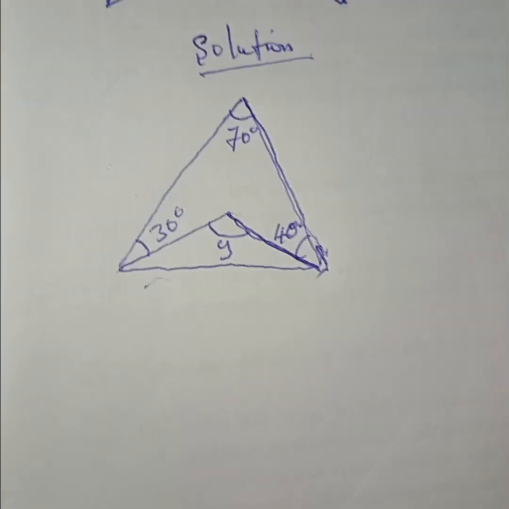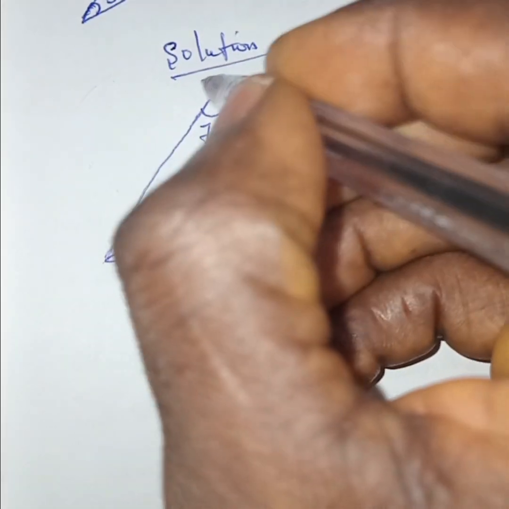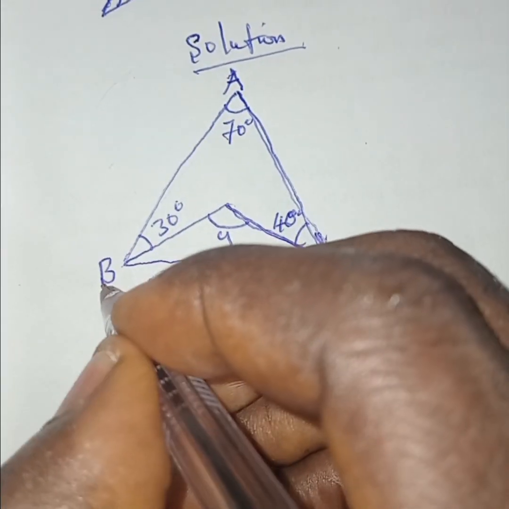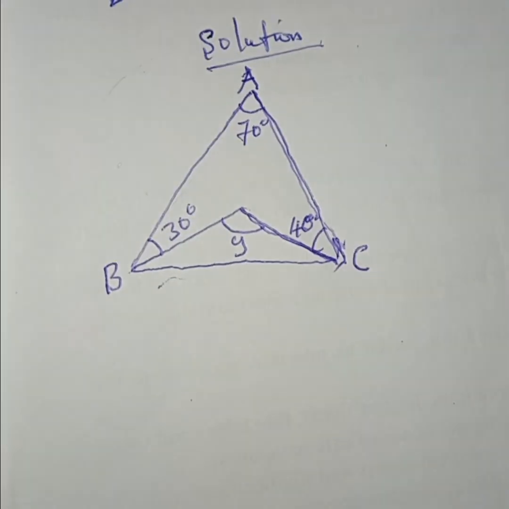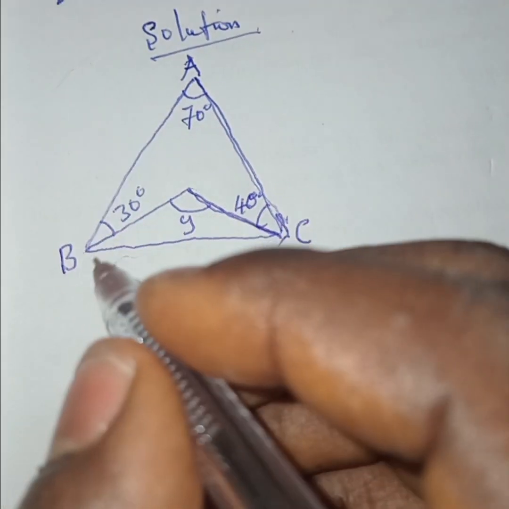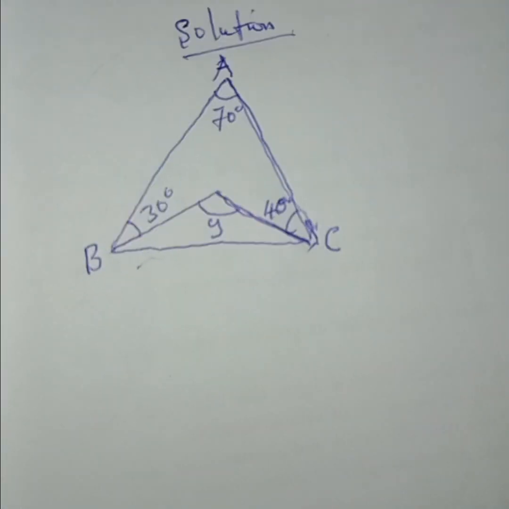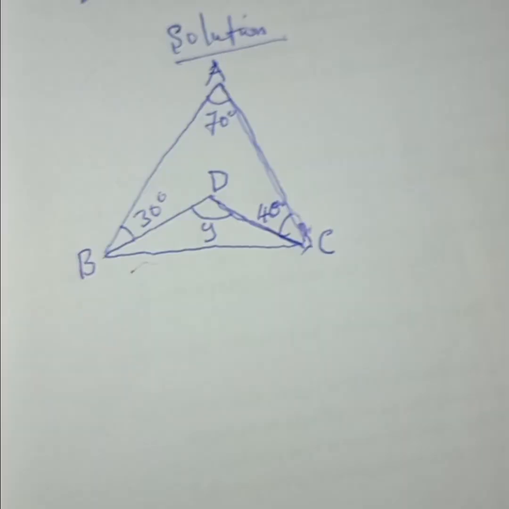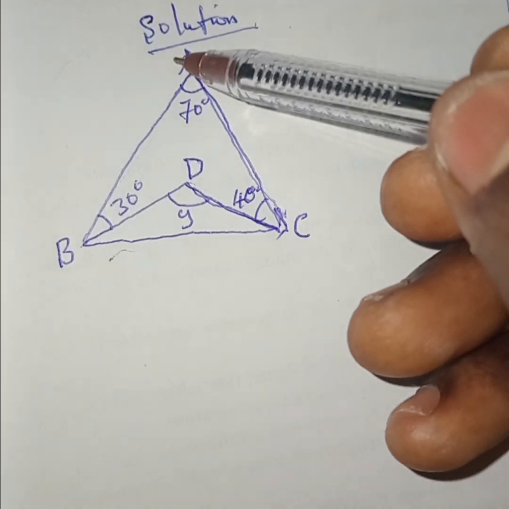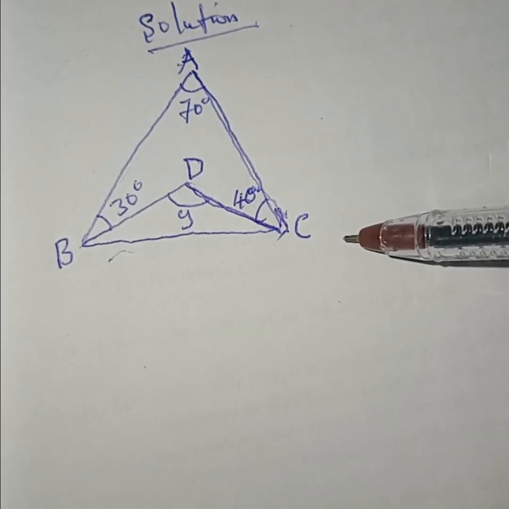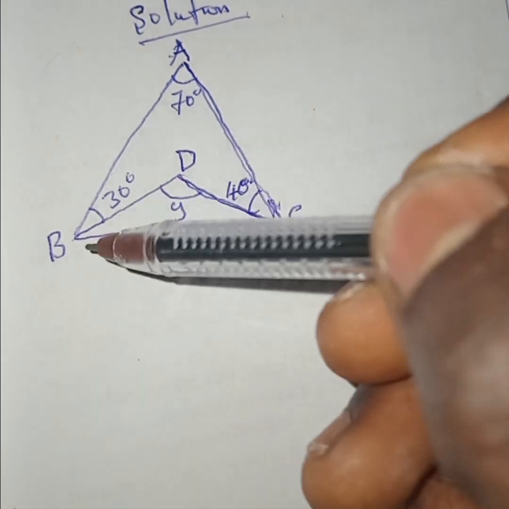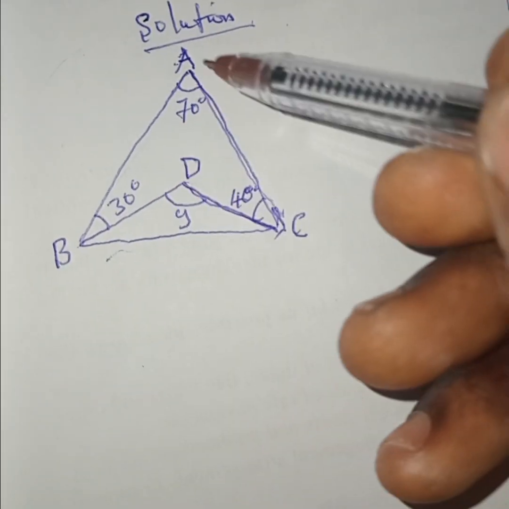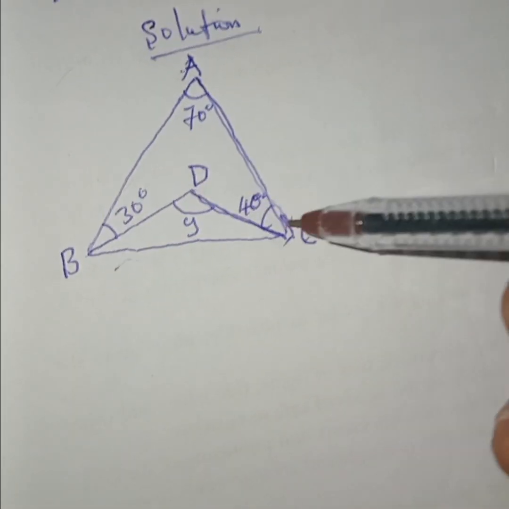180. So let's label here A, label here B, and label here C, and let's call here D. We have two triangles. We have triangle ABC and triangle BDC. The triangle ABC is the bigger one, while BDC is the small one.